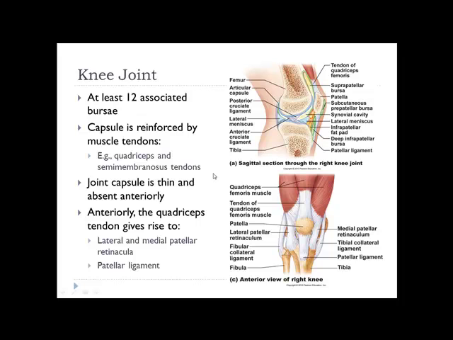Your capsule is going to be reinforced by some muscles. The major muscles that most people think of are your quadriceps and your hamstrings. Anteriorly, your quadriceps are going to give their lateral and medial patellar retinacula. Here's our medial patellar retinacula. Here's our lateral patellar retinacula. Then we get our collateral, we get our tibial collateral.